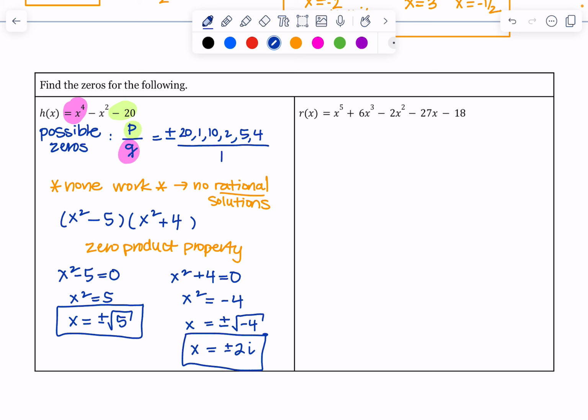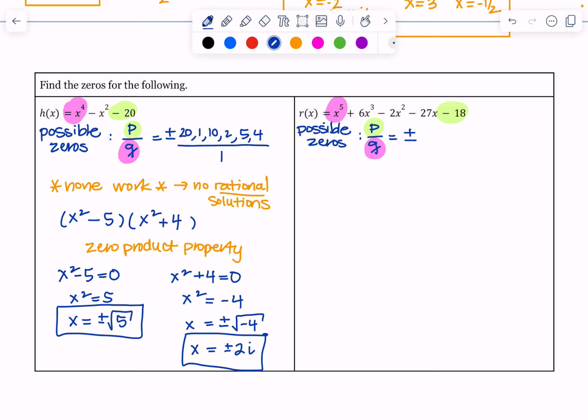So there's 4 solutions here, just none of them are rational. All right, last one, r of x, we have x to the 5th plus 6x cubed minus 2x squared minus 27x minus 18 for our possible zeros. We're going to be considering p over q, and just as a reminder, they're positive or negative. P is this negative 18. Q is the leading coefficient for this one is just 1, so this one should be pretty easy, no fraction.